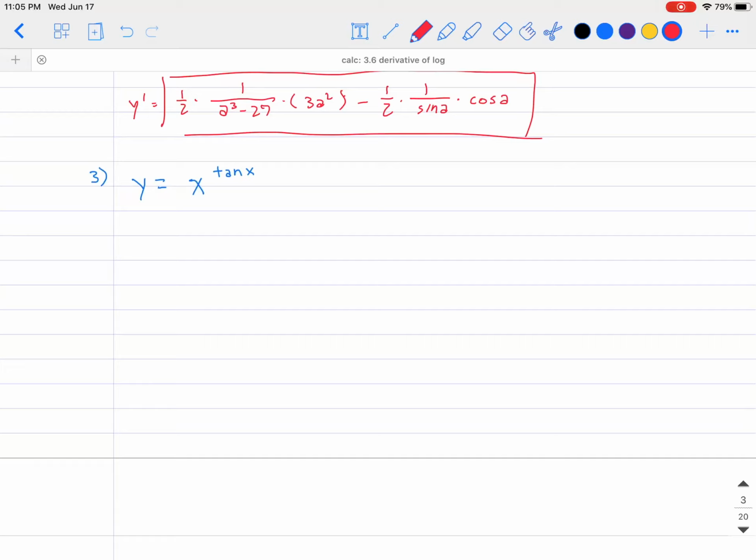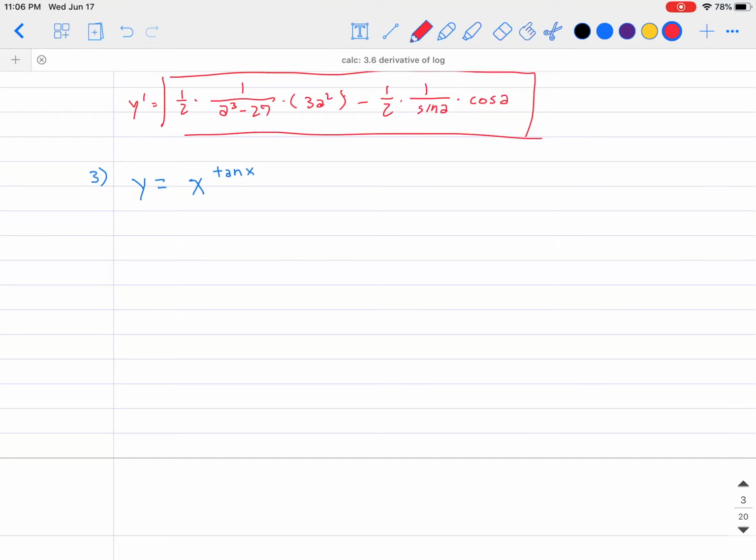So here I want to take the derivative of y is equal to x to the power of tangent of x. Unfortunately, we cannot use the power rule in this case because we don't have an exponent that is a constant. And we cannot use the natural log rule because we have a base that's also not constant. So that means we're going to have to play around with this a little bit.